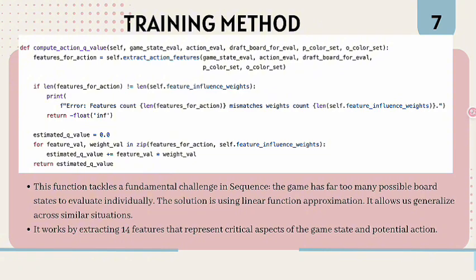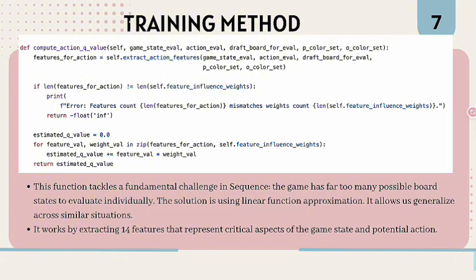Compute action Q value is one of the most important functions in our engine. This function solves the fundamental challenge in sequence. The game has far too many possible board states to evaluate individually. So our solution is using linear function approximation. It allows us to generalize across similar situations.